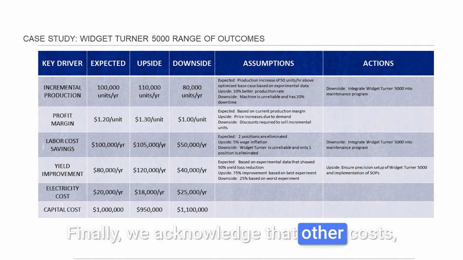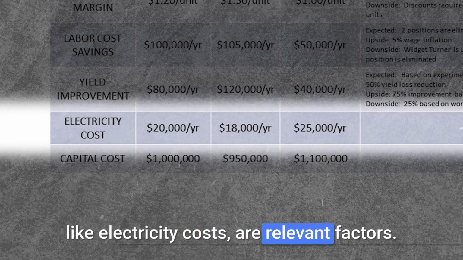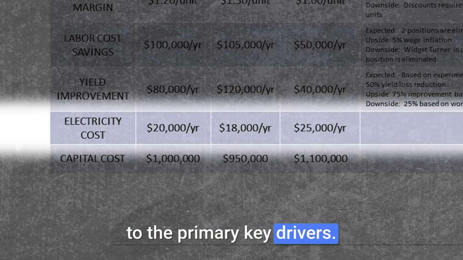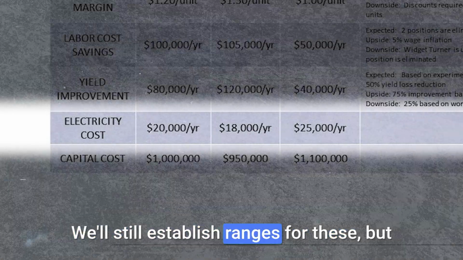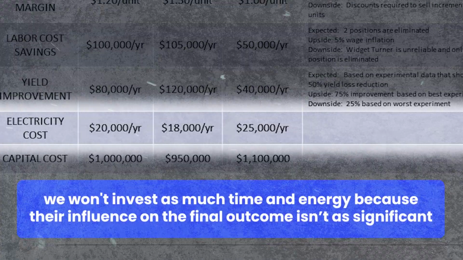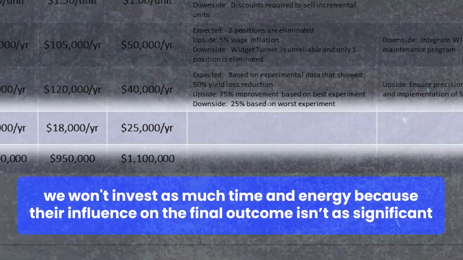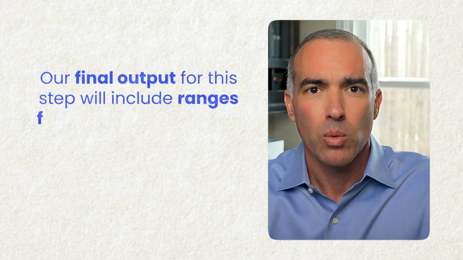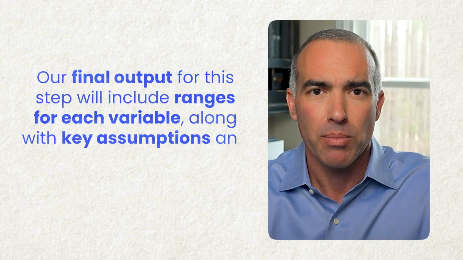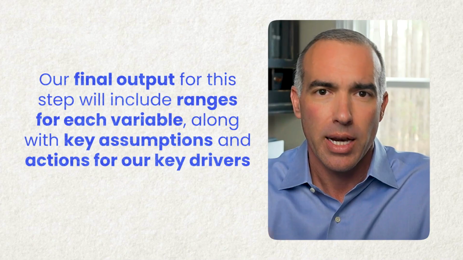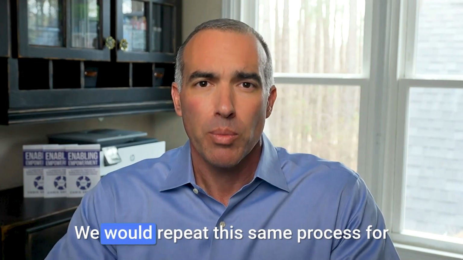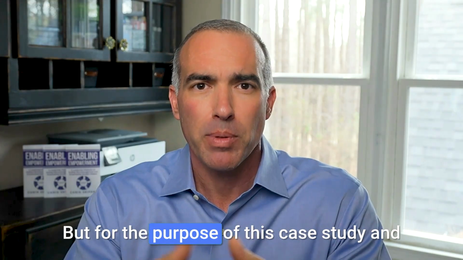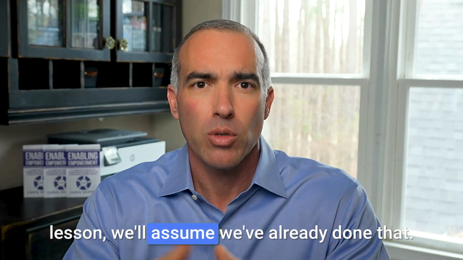Finally, we acknowledge that other costs like electricity costs are relevant factors, but have a smaller impact compared to the primary key drivers. We'll still establish ranges for these, but we won't invest as much time and energy because their influence on the final outcome isn't as significant. Our final output for this step will include ranges for each variable, along with key assumptions and actions for our key drivers. We would repeat this same process for the other alternatives we're considering, but for the purpose of this case study and lesson, we'll assume we've already done that.